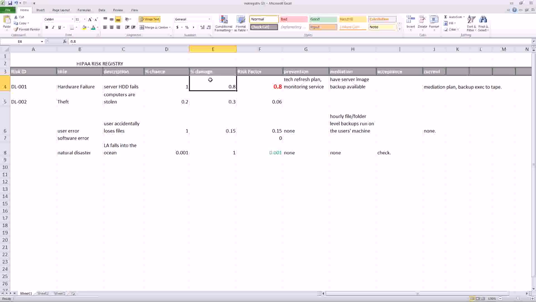What's the impact? The impact factor is also a percentage, so it's from 0 to 1. So if your server hard drive fails and you don't have any backup or anything, nothing's in place, your impact is like 0.8. Rule of thumb is that your risk factor is your chance multiplied by your damage, and if your risk factor is 0.1 or over, then you need to really pay attention to it. So I'd put some pretty formatting where, if-then statements: if it's over 0.3, make it big in red, something like that.